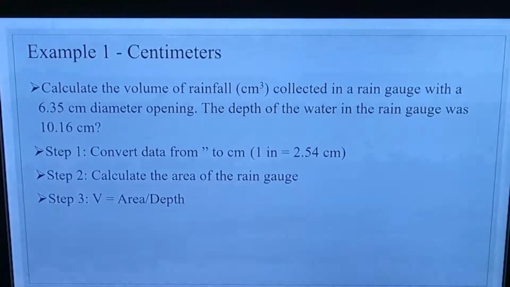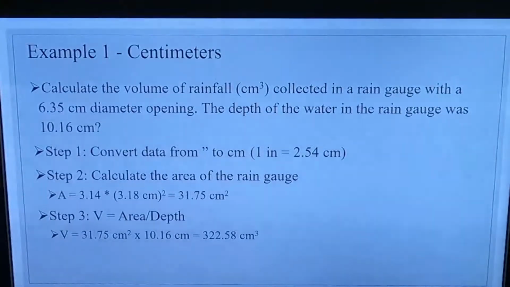So we've converted to centimeters. We're gonna do pi r squared. Remember the radius is half of the diameter, so that is 6.35 divided by 2. And then square that. And then multiply times the depth.